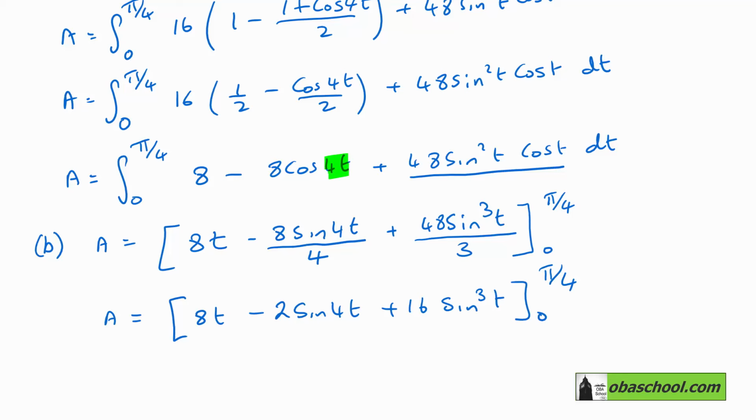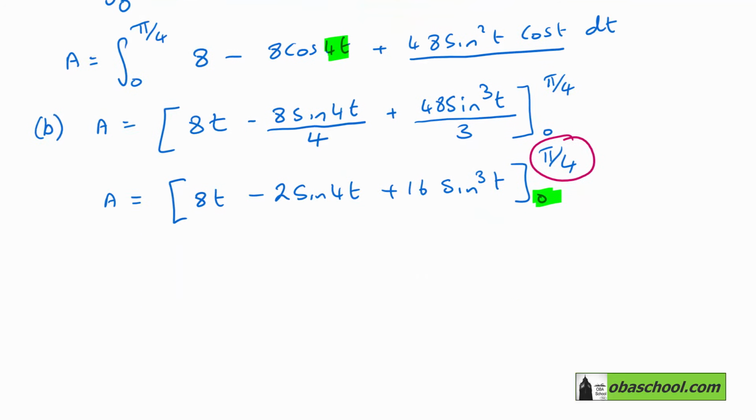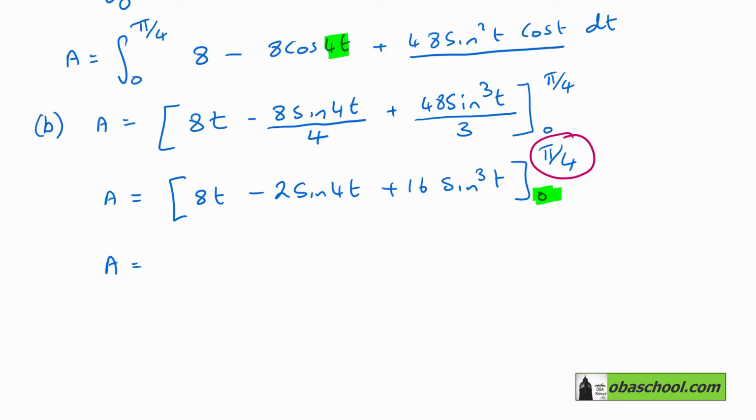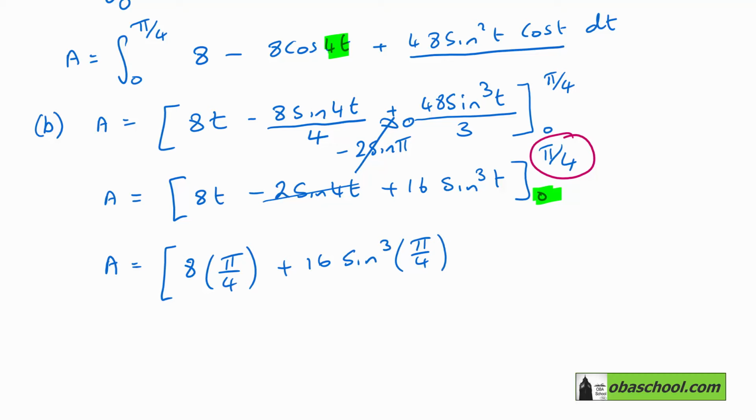Now note the bottom limit of 0 is just going to give us 0 for all three of those terms. So we're only needing to worry about what happens with the pi by 4. So that is going to give us 8 pi by 4. Now 4 pi by 4 is pi, so that's going to be take away 2 sine pi. Sine pi is 0, so this part is going to disappear. And then we have 16 sine cubed pi by 4.